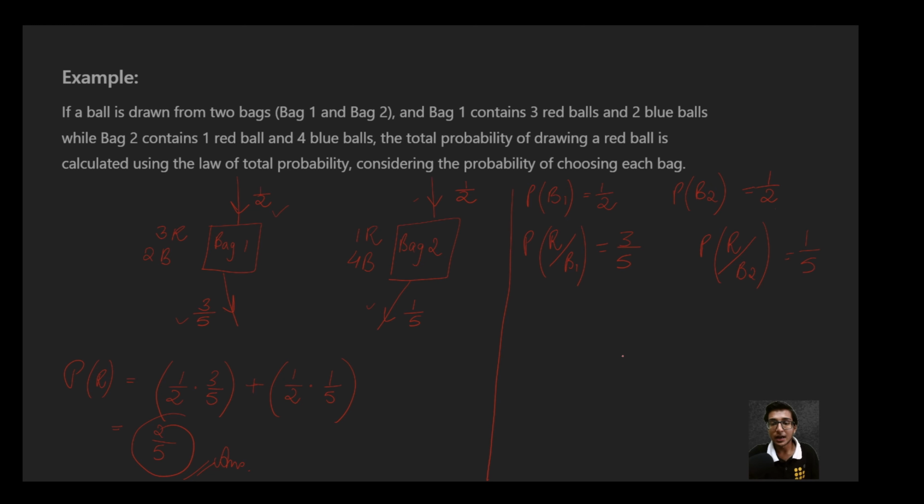Now let us simply apply the formulas that we have just studied. What used to be P(R)? P(R) will be P(B1) into P(R given B1), plus P(B2) into P(R given B2). So this is exactly the formula we've used, you can see. This is my probability of choosing a red ball given that I have gone inside bag 1, and this is my probability of choosing a red ball once I have gone inside bag 2. So I hope you are understanding this. A very important formula. Again, you can do this by the formula also.